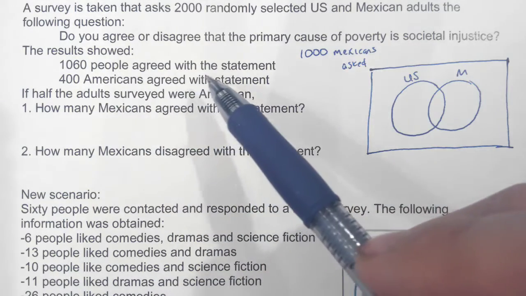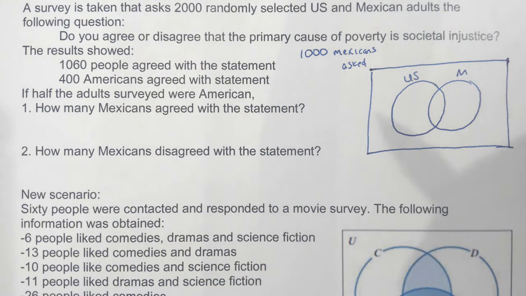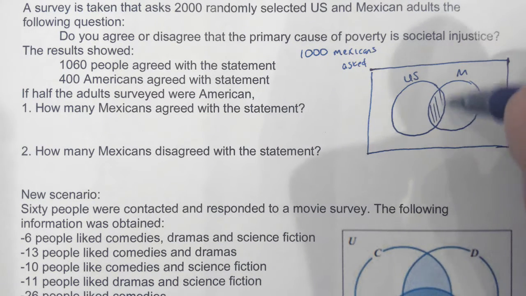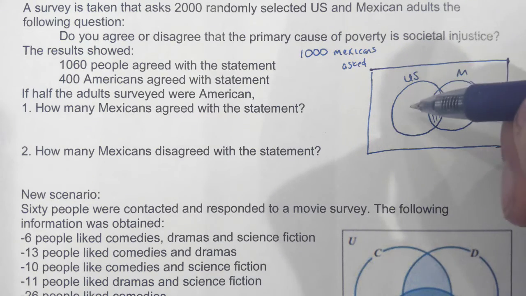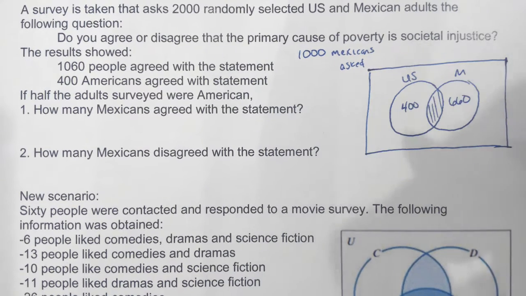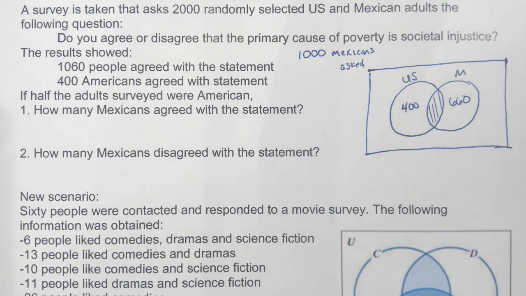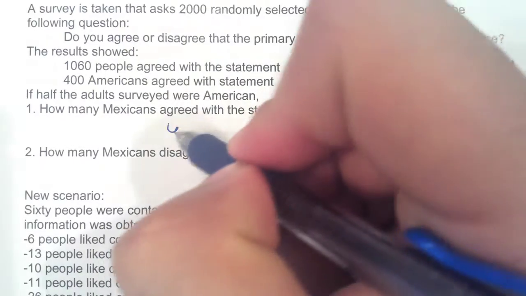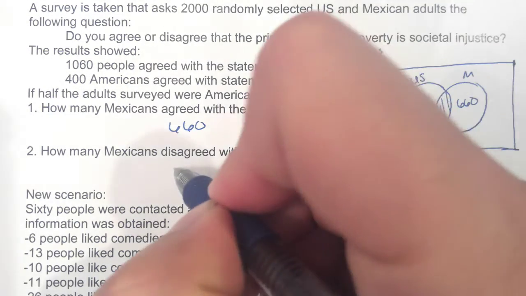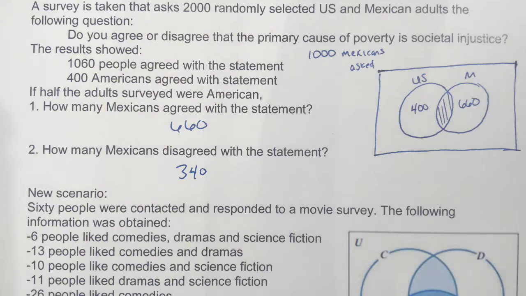400 Americans agreed with the statement. Now, none of these people I think were both US and Mexican, so these really don't have an intersection. If 400 Americans agreed with this statement, then that would mean 660 Mexicans agreed with this statement. So 660 agreed with the statement. How many would disagree? Well, if 1,000 were asked and 660 agreed, that would mean 340 disagreed. That's kind of a weird one. Let's look at the next scenario.